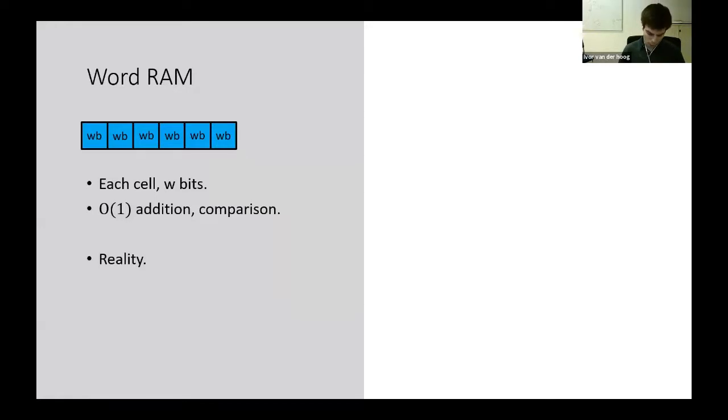Most of you are probably familiar with the word RAM. It's a model of computation where we imagine that the memory of a computer is basically an array, where in each cell you can store a value up to w bits. Then we imagine that we can do constant time manipulations, including addition, comparison, maybe bit shifts, and we usually find that this model matches the reality of a real computer pretty well.